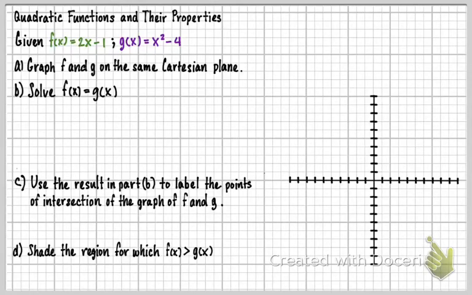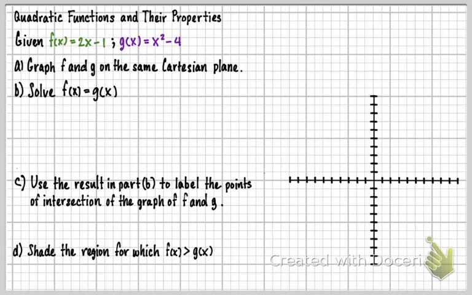So let's take a look at this problem. It says given f of x equals 2x minus 1 and g of x equals x squared minus 4. What we're dealing with here is the first one's going to be a line, it's 2x minus 1, and the second one is going to be a parabola. And it's going to open upward and it's going to be shifted down 4. That's the only difference here.